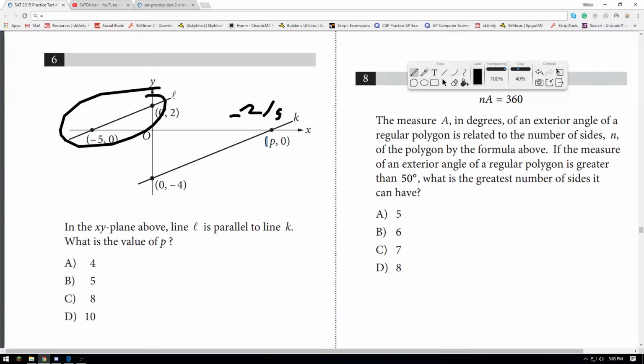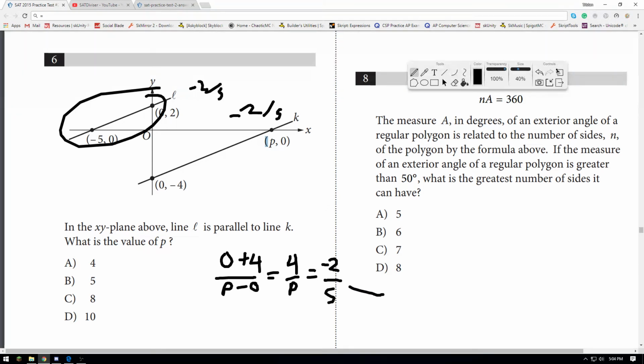Just like last time, we're going to do y2 minus y1, so 0 minus a negative 4, which would give us a positive 4, over p minus 0. And anything minus 0 is just going to be itself. So this is going to be equal to 4 over p. Since we know that the slope for line L is negative 2/5 and that they should be the same since the lines are parallel, that's what the problem gave us, they should be equal to each other. So 4 over p is equal to negative 2/5.